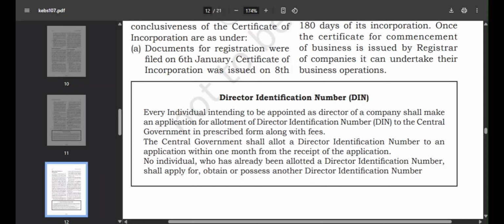So DIN is basically when you want to be appointed as the director of a company, you apply for the DIN to the central government. They give you a DIN within 1 month.